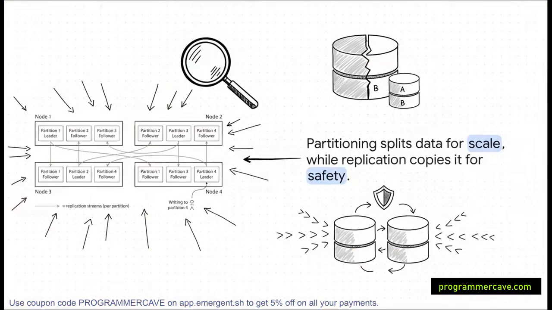Now, this is a really important point, and it trips a lot of people up. Partitioning is not the same thing as replication. Partitioning splits the data up for scale, so you can handle more traffic. Replication copies the data for fault tolerance, so you don't lose anything if a server dies. In the real world, you absolutely do both, and this diagram shows it perfectly. See how each node can be a leader for some partitions, holding the main copy, and a follower for others, holding the backups? This combo gives you both scale and safety.